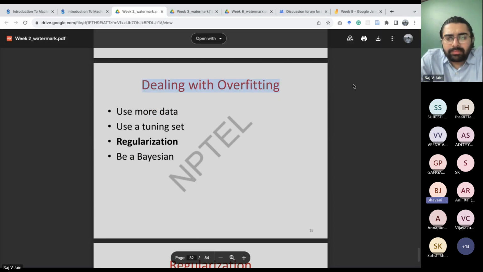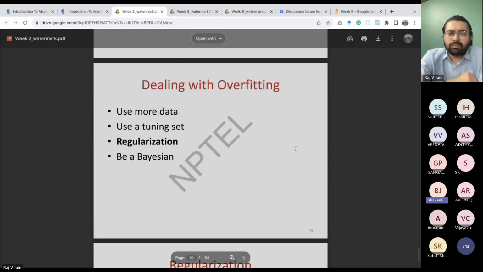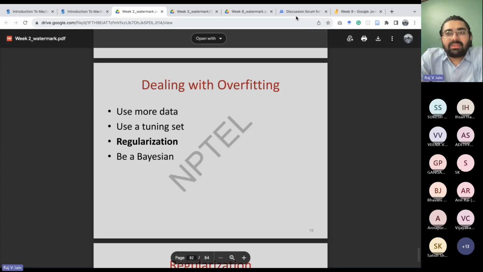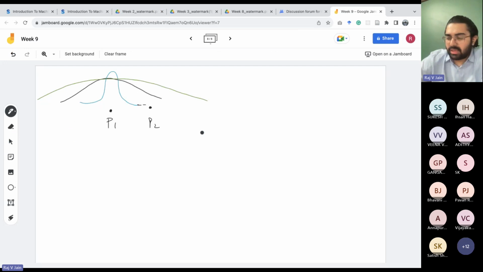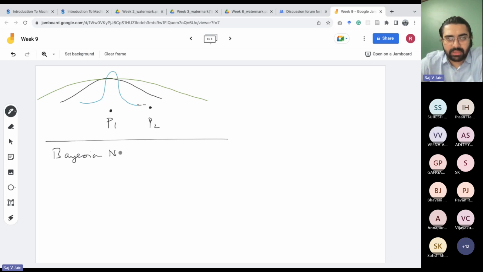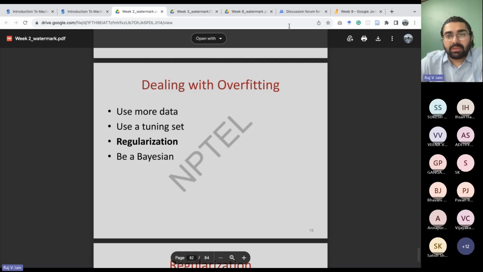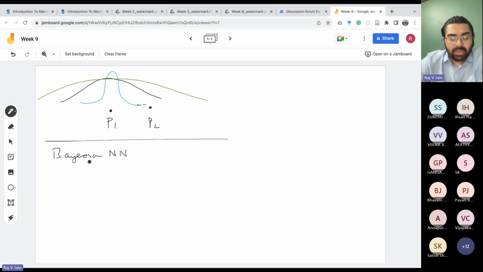So they explain that we can use more data, use a tuning set, regularization, which I could understand, but be a Bayesian. I was thinking, how come Bayesian can handle overfitting? So this is actually a bit advanced concept. So I'll just mention what we do. So Bayesian neural networks at least. So the idea is this. So let's say you have some.